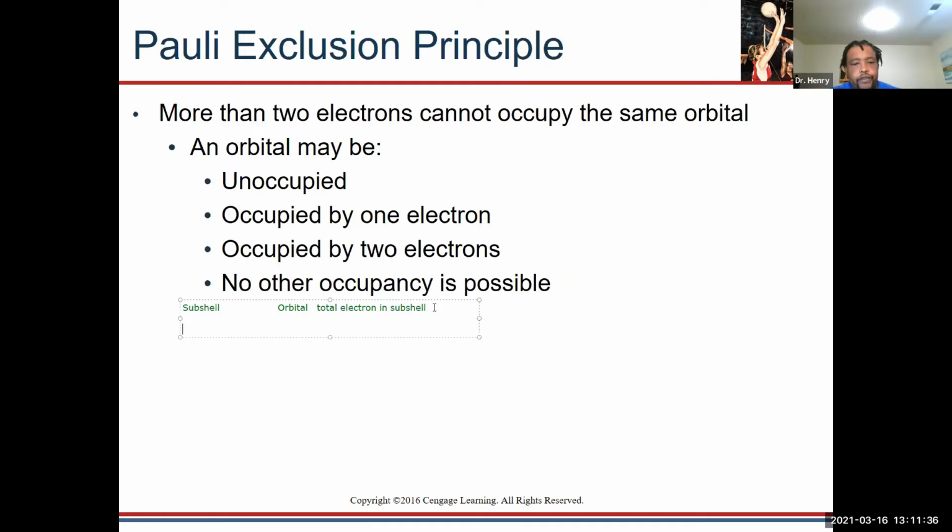Okay, so we said the S has one orbital, and it can hold a total of two. And then we said P has how many orbitals? Three. And it can hold six.